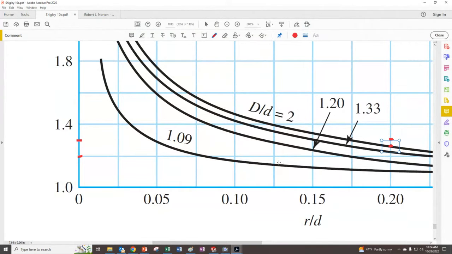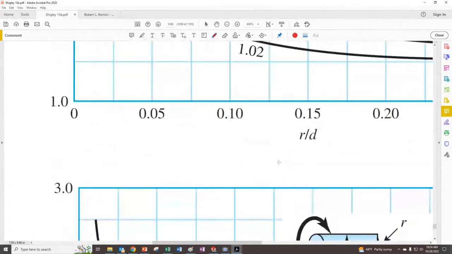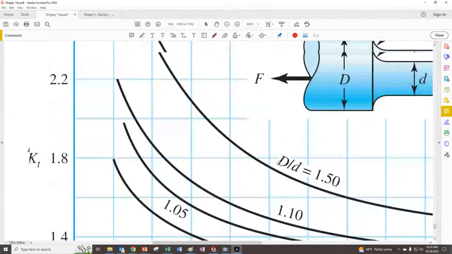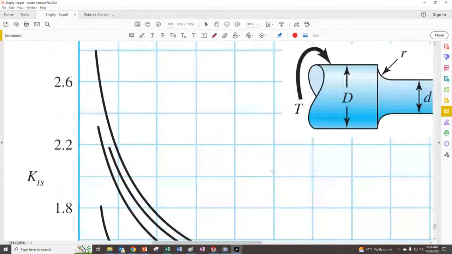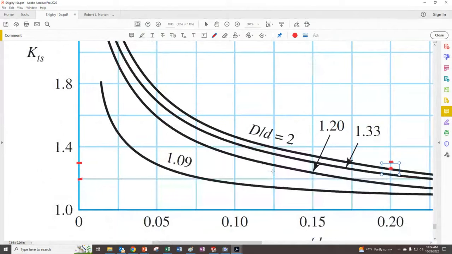We'll also come up to the torsion one, right? So this is, no, that's the axial. I think I accidentally just did the torsion one. Sure did. That's easy to mess up, so be very careful right there. So double check, and that's what I just did. I caught myself. So that 1.26 is the torsion one.